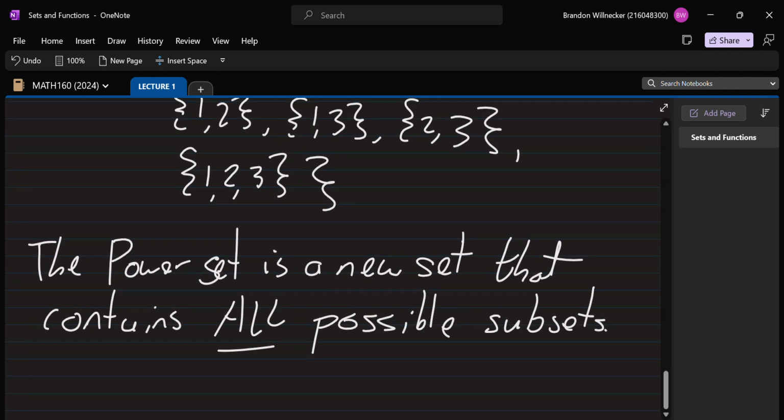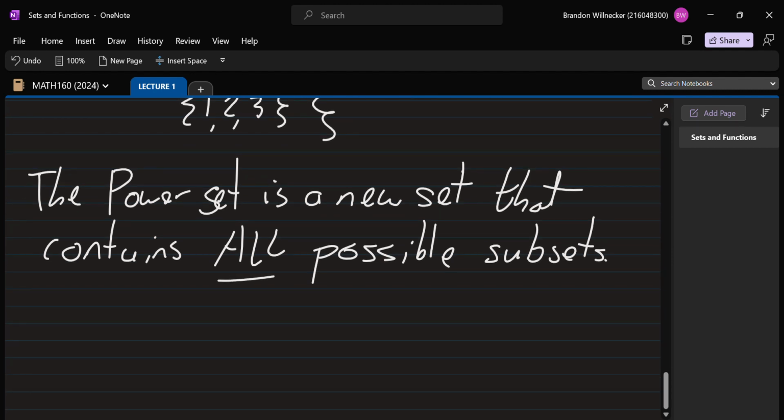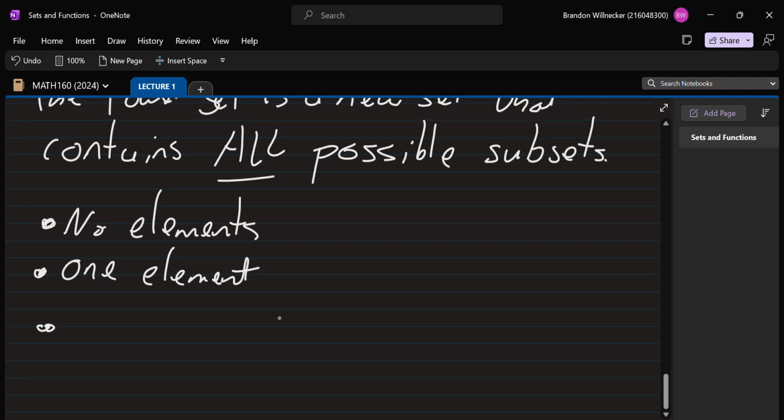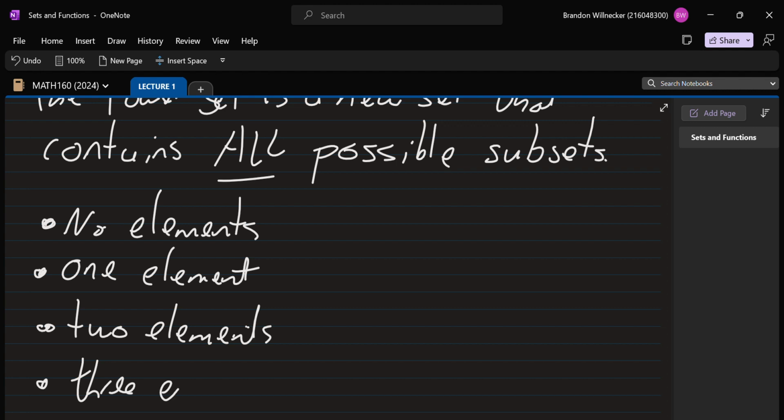So it's all possible subsets. In this case, we picked no elements, 1 element, 2 elements, 3 elements. We could look for 4, but we know that the original set only has 3. You can't pick 4 from 3, so we stop there. That's everything in the power set.